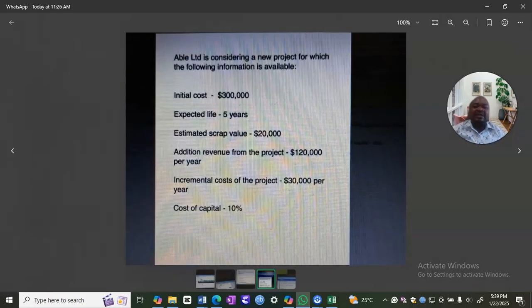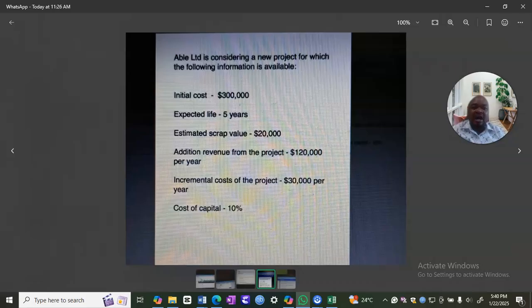All right, ladies and gentlemen, that's the information in this particular question. And our job is to solve this question. That's our job. The question was that we need to calculate the net present value of the project.